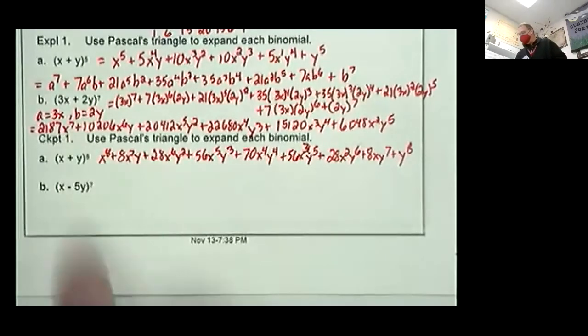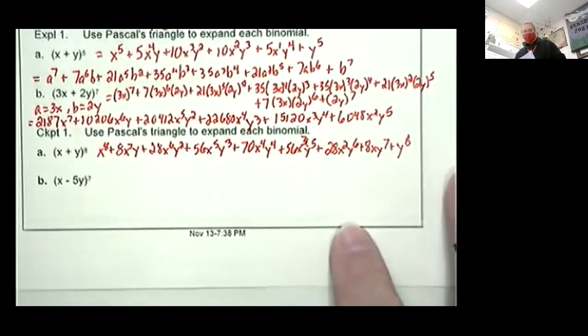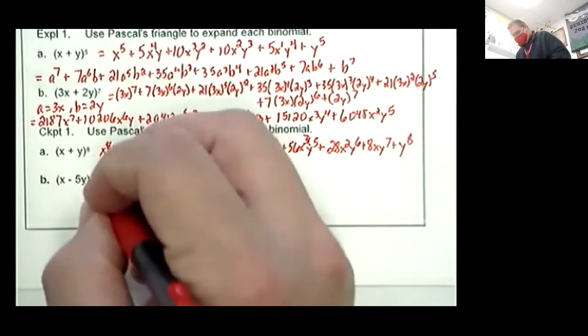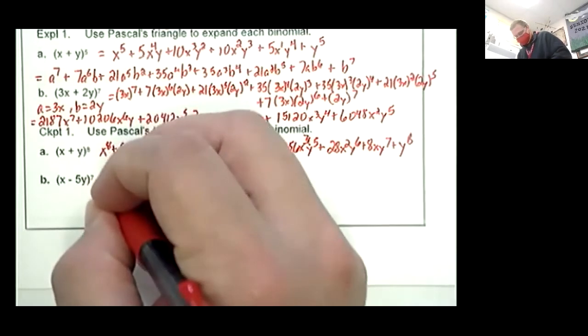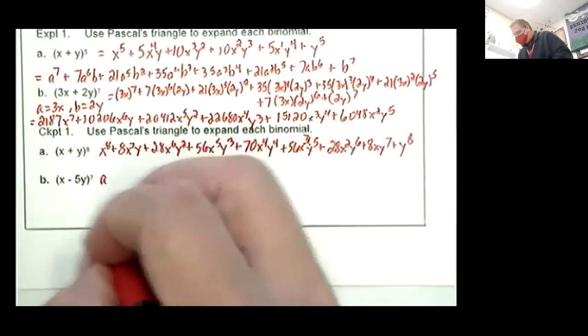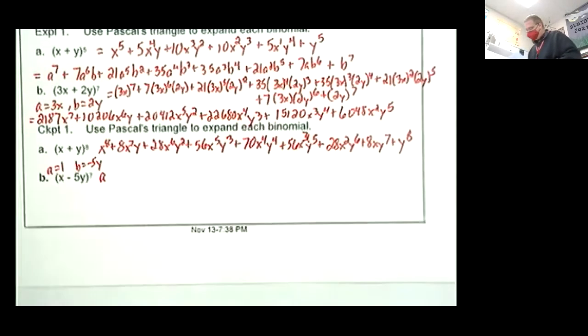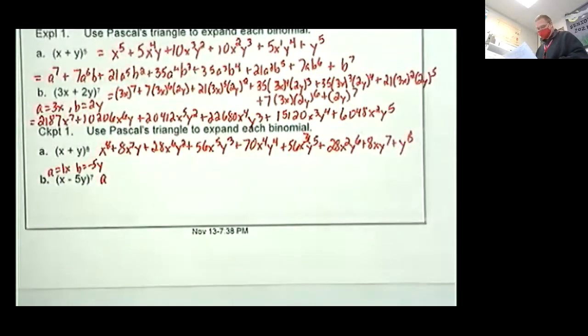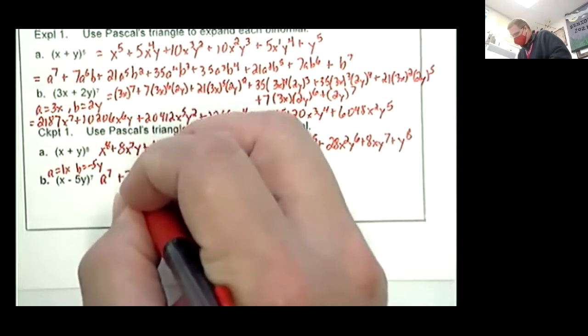Letter B, we're going to do the same thing as we did up above. We're going to find our pattern first, and our pattern is going to be to the 7th. And so that is, if we call A is 1x, B is -5y. So I'm going to do this in terms of A and B, and then we'll plug in. So this is A to the 7th plus 7 A to the 6th B.